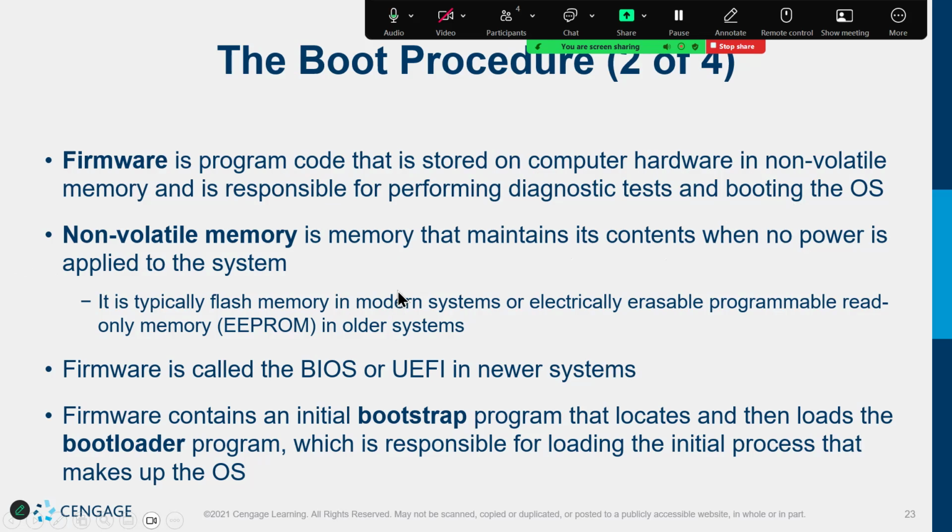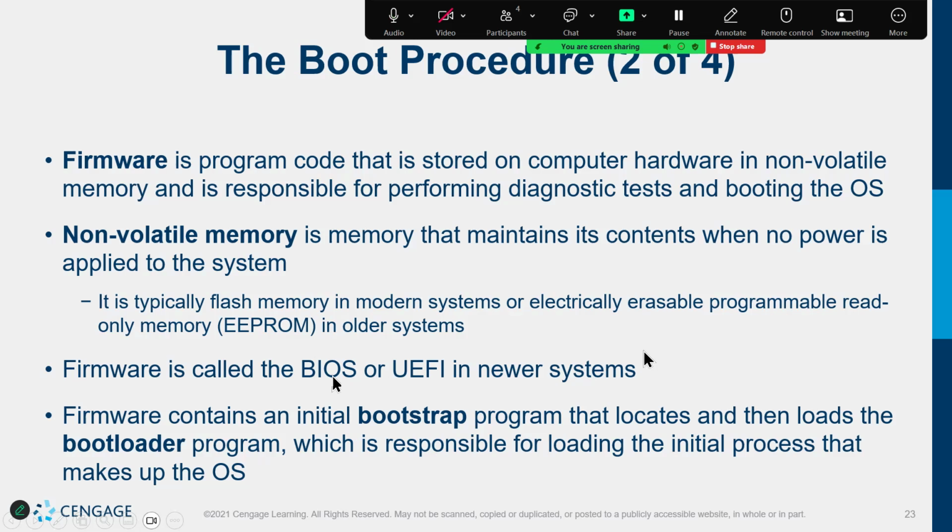You have non-volatile memory, which, as I said, keeps its contents when the power is not on, and we refer to it as an EEPROM, which is electronically erasable programmable read-only memory. And this is mainly in older systems. We have NVMe, different types of chips that we use now. So the firmware is either called the BIOS, basic input output system, or the UEFI in newer systems.